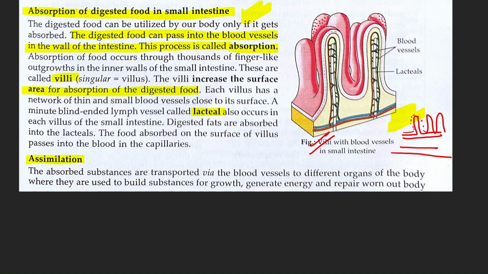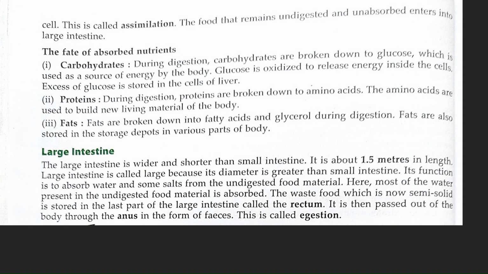Assimilation. In Holozoic nutrition, the fourth step is assimilation. The absorbed nutrients are transported via blood vessels to different organs of the body, where they are used to build substances for growth, generate energy, and repair the worn out body. When the digested nutrients are absorbed and then used for repair, regeneration and growth, it is called assimilation. The food that remains undigested and unabsorbed enters the large intestine.